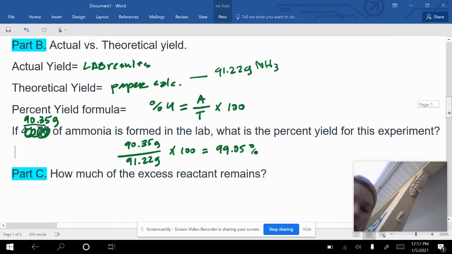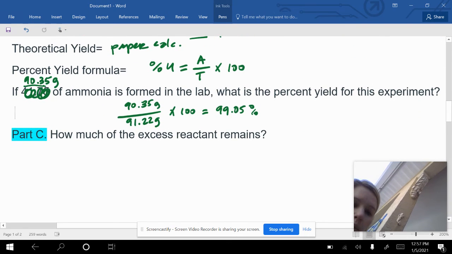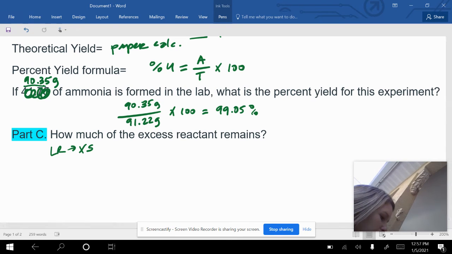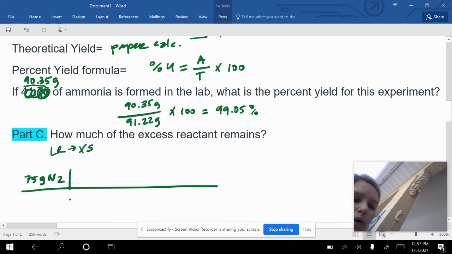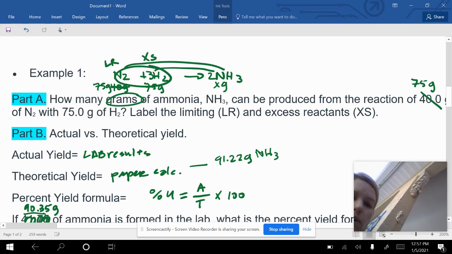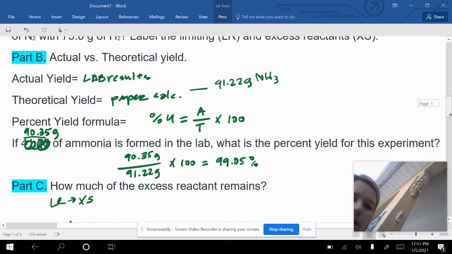Okay, so the way you calculate the excess remains is you take the limiting and you compare it to the excess. I'll show you what I mean. So our limiting reactant was the, what's it called? The nitrogen. So we're going to take our 75 grams of nitrogen, and instead of comparing to the ammonia this time in our reaction, we're going to compare these two. Okay, so let's do that.